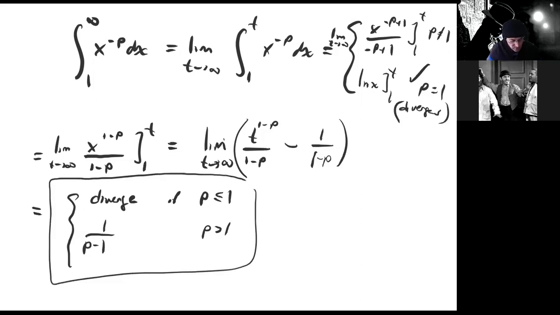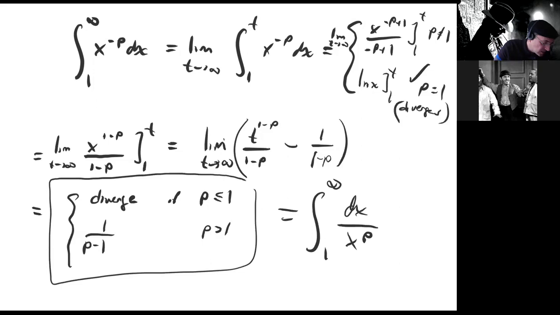So the integral from 1 to infinity of dx over x to the p converges if and only if p is bigger than 1, and you'll get a value of 1 over p minus 1 in that case. So that's going to come up later in the course over and over. This is a very important integral to work with. Okay, I'm going to clear the screen.